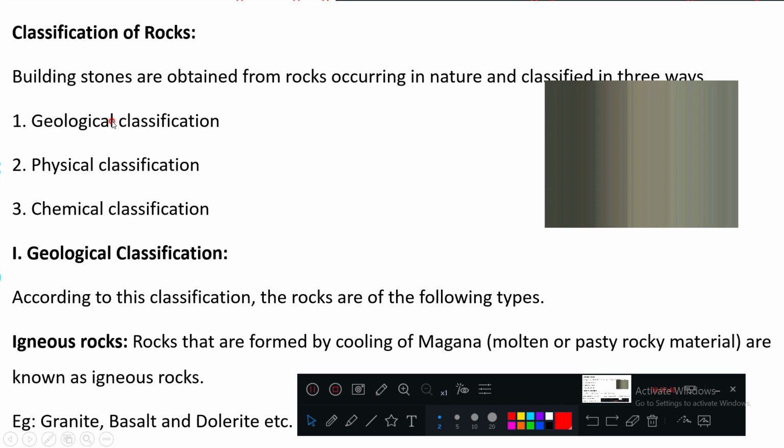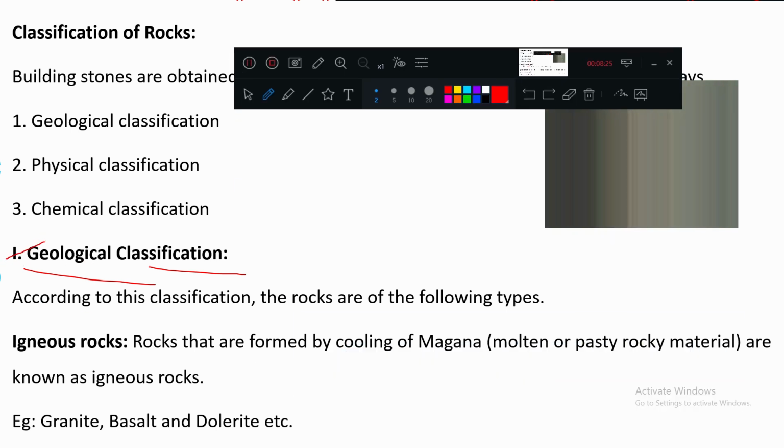Classification of rocks. To understand the classification, have you heard these words: geological, physical, chemical? These are some parameters or properties, and depending upon them we are going to use this classification. First is geological classification. Geological classification depends upon the origin of rocks, how the rocks have been formed on the earth's surface. That type of classification we call geological classification.